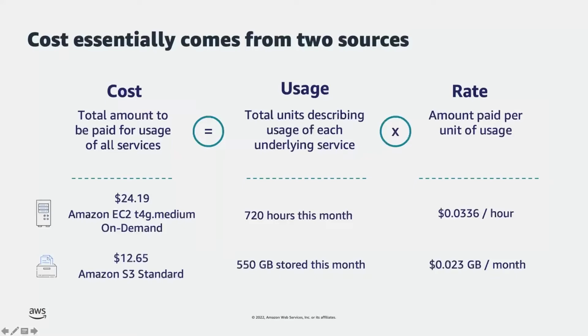And for every resource that you use, you have a similar structure. In the case of an Amazon S3 storage resource, for example, if you use 550 gigabytes of stored data that month, you pay a rate of $0.023 per gigabyte per month, and that gives you a total of $12.65.